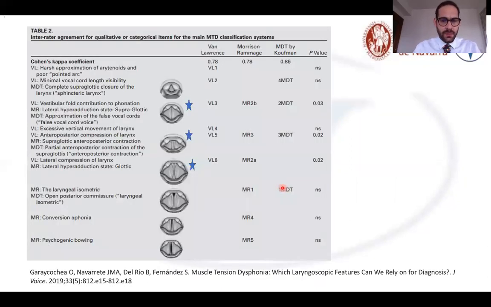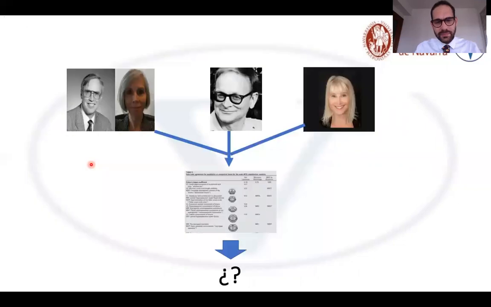In a previous study that we carried out in our voice lab, we studied and analyzed the three classification systems. We related them to abnormal aerodynamic studies, and we arrived at the conclusion that the clinical features that were more related to an abnormal aerodynamic assessment were the ventricular fold contribution to phonation, the anterior-posterior compression of the larynx, and the lateral compression of the larynx. So based on this information, what we decided to do was to propose a new classification that is based on the three previous classifications, but will only use the clinical features that are more related to MTD, and more related also to an abnormal aerodynamic voice assessment.